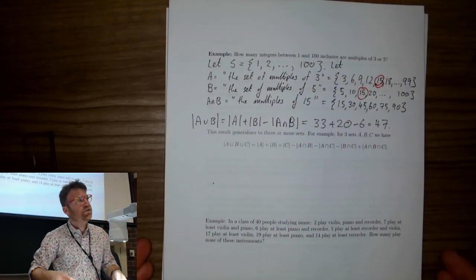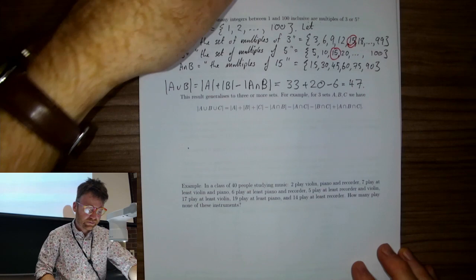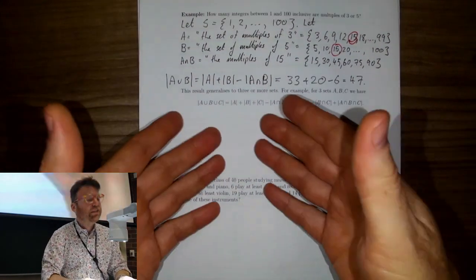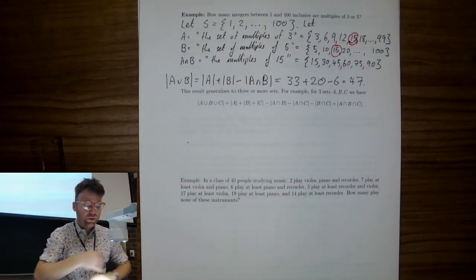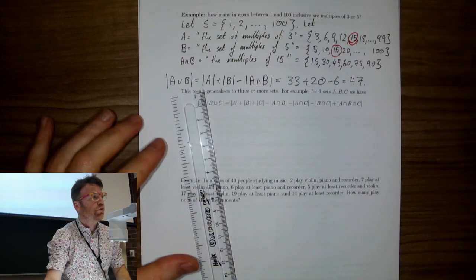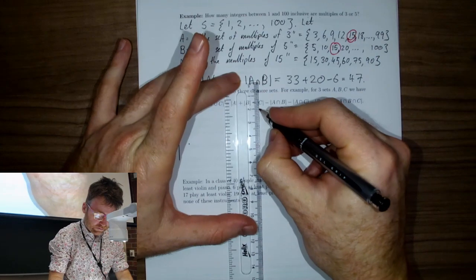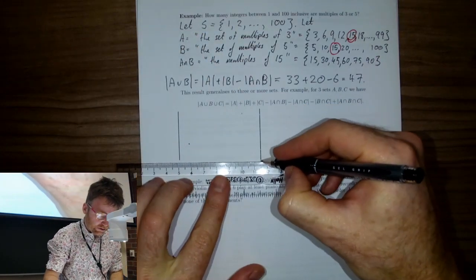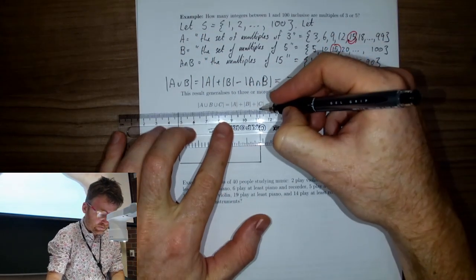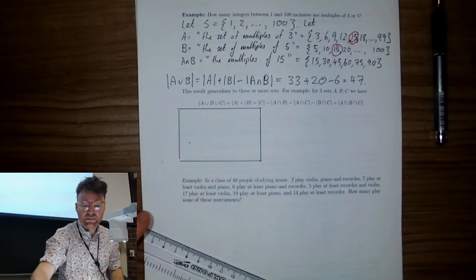The inclusion-exclusion principle. We saw the inclusion-exclusion principle for 2 sets, and now we'll do it for 3 sets. So here's our little Venn diagram.